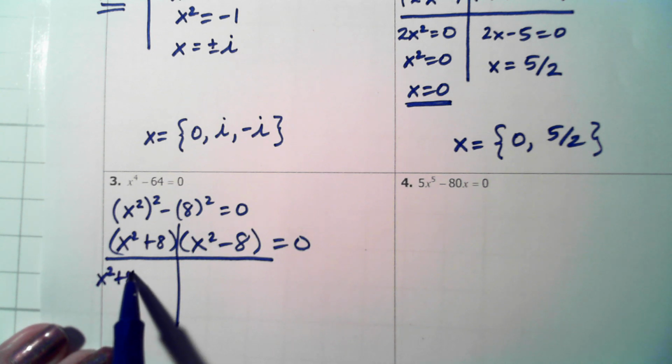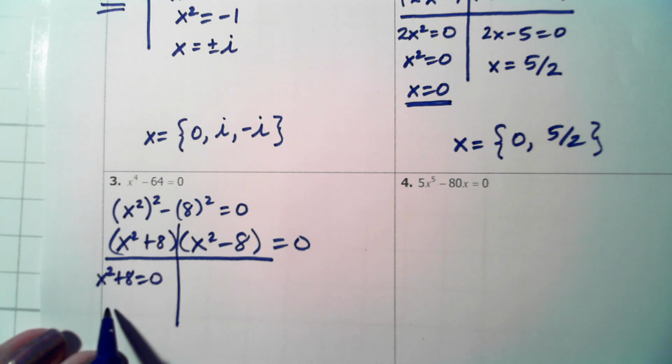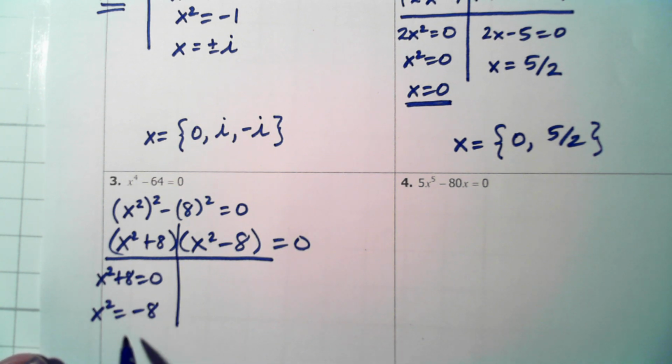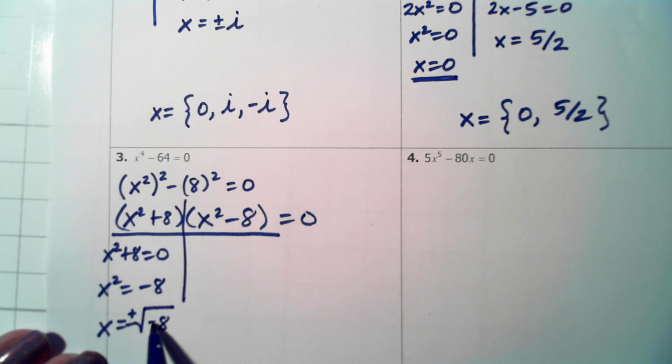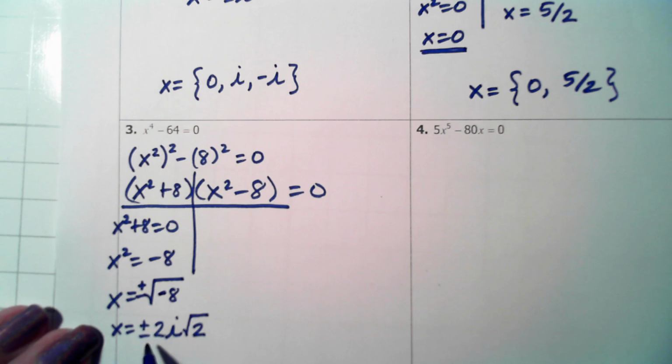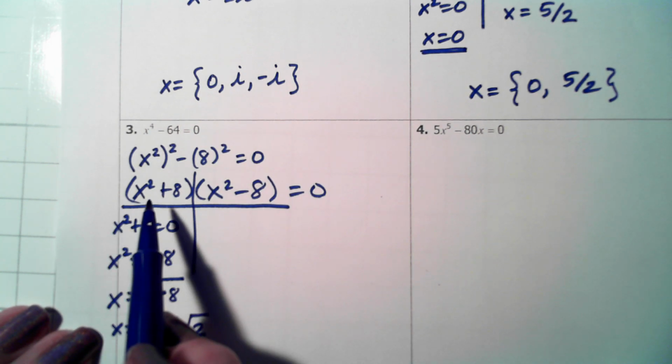x squared plus 8 equals 0. Subtract 8 from both sides, and you get x squared equals negative 8. Taking the square root of both sides, you get x equals plus or minus the square root of negative 8. We need to take out that negative, and what comes out is an i, and the square root of 8 is 2 root 2. So x equals plus or minus 2i root 2. There are my two answers for this factor.